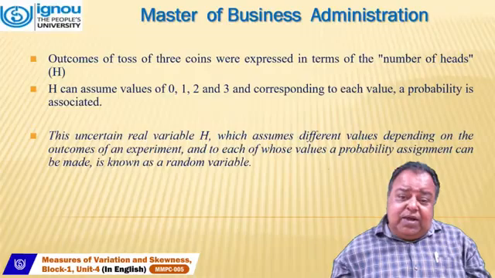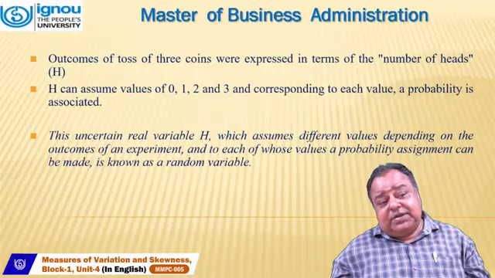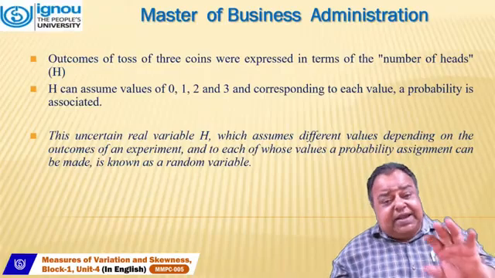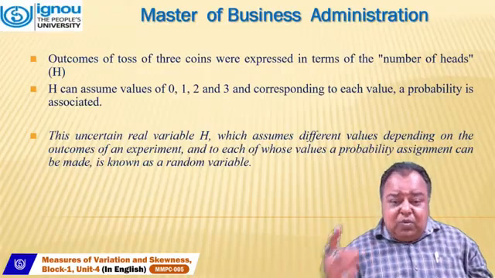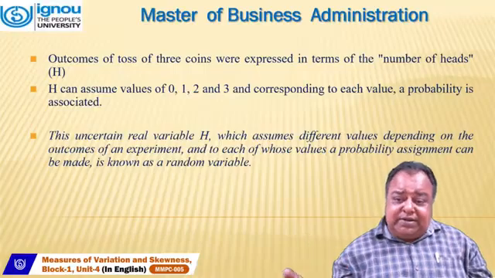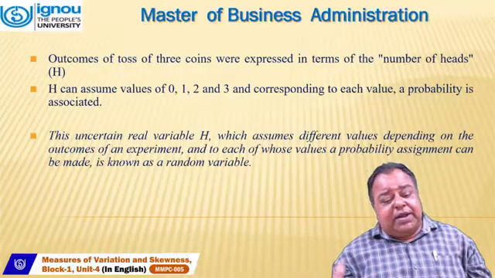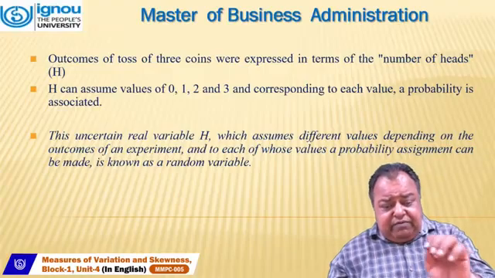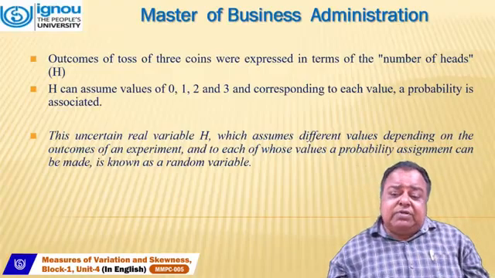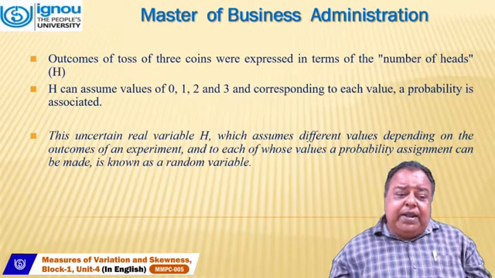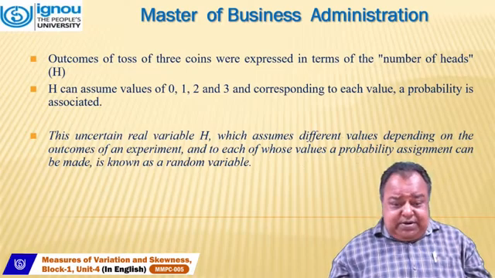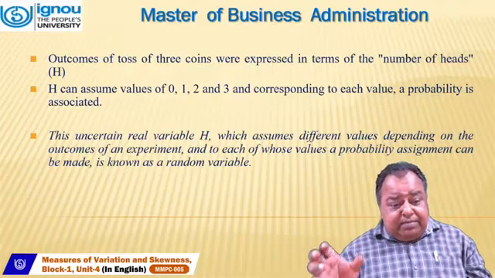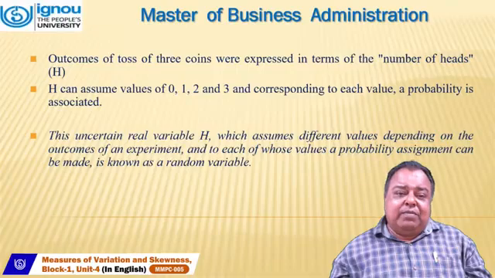Outcome of toss of 3 coins was expressed in terms of number of heads, denoted by H. So here, what value can H take? No head, 1 head, 2 heads, or 3 heads, and correspondingly we have probability associated. This uncertain real variable H, which assumes different values depending on the outcomes of an experiment, and to each of whose values a probability assignment can be made, is known as a random variable.